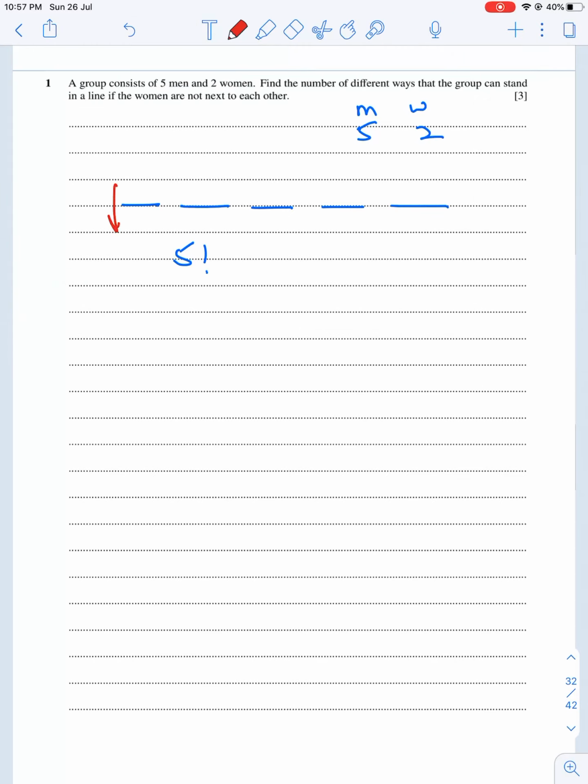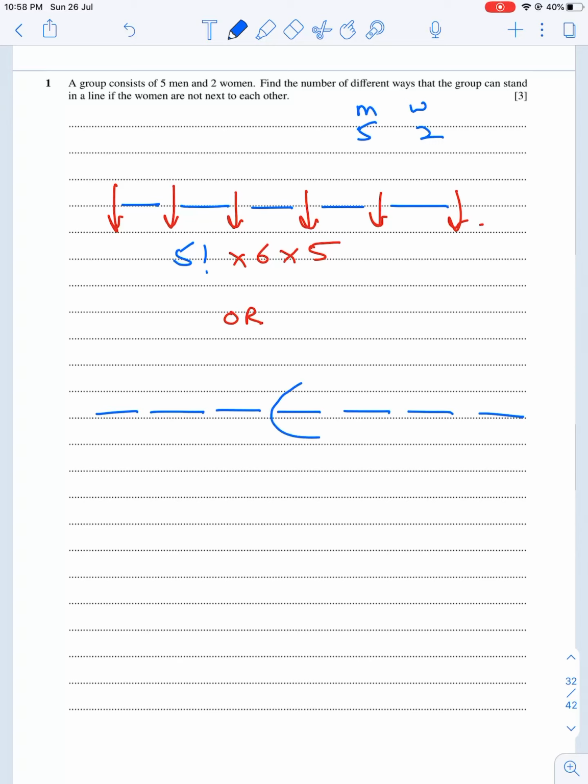Now the women can come either here, here, here, here, here, or here. That means for the first woman there are 6 possibilities, and for the next woman there are 5 possibilities. Either you do this question this way, or there's another way to do it, and that is you put 7 dashes.